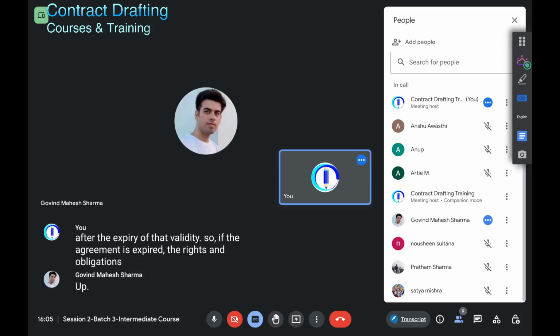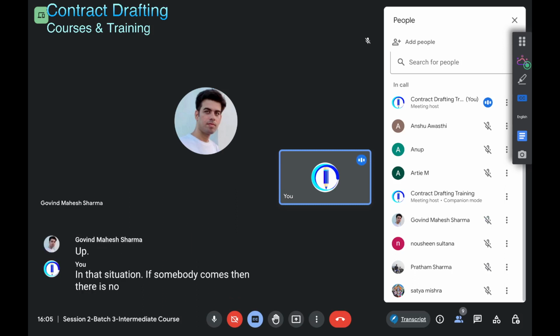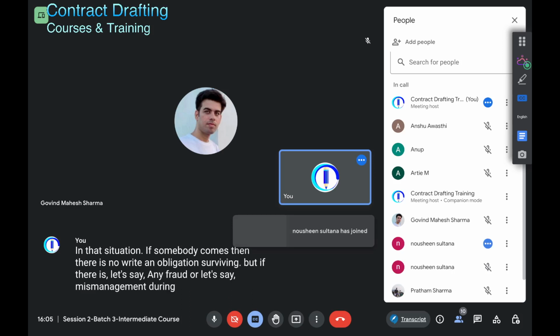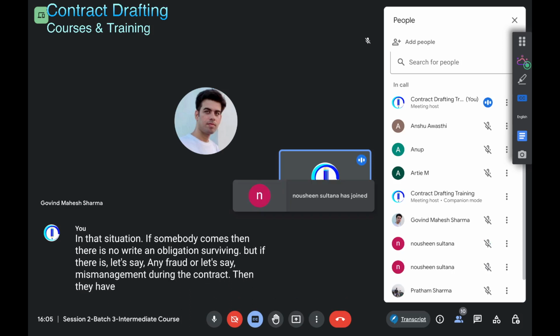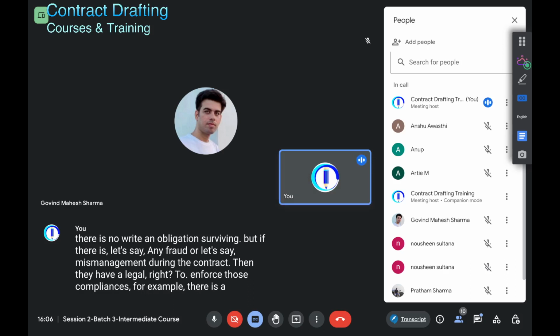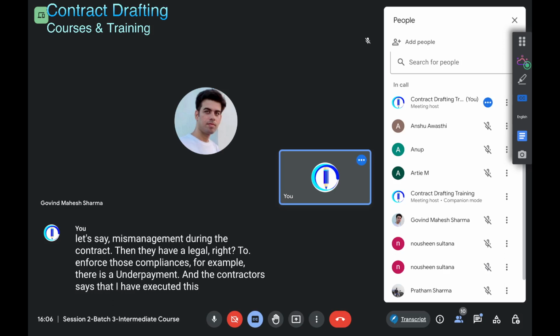In that situation, if somebody comes, then there is no right and obligation surviving. But if there is, let's say, any fraud or mismanagement during the contract, then they have a legal right to enforce those compliances. So, for example, there is an underpayment, and the contractor says that I have executed this much of work, but you have paid me only 20%.